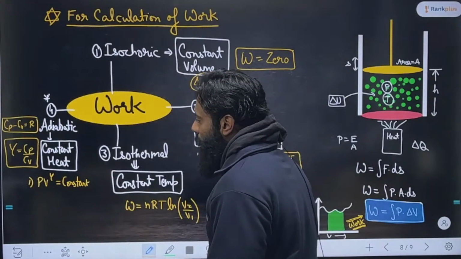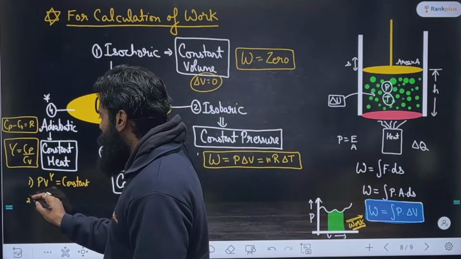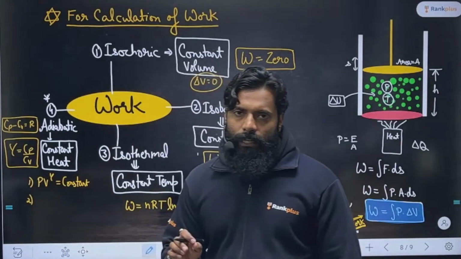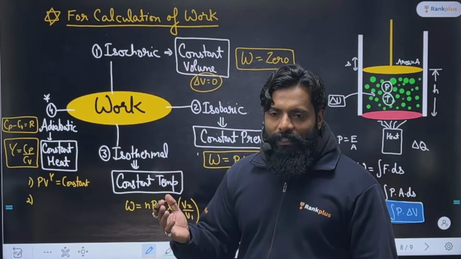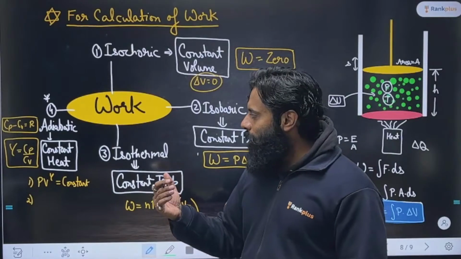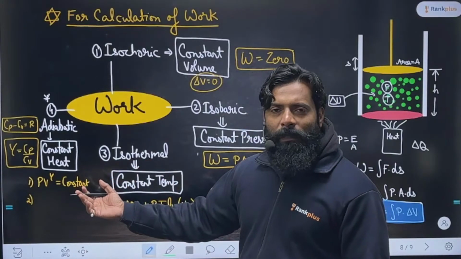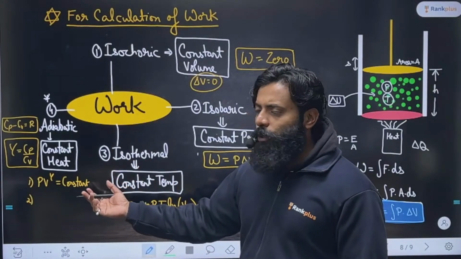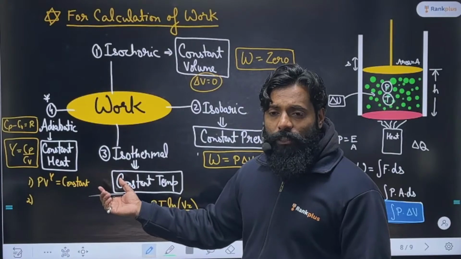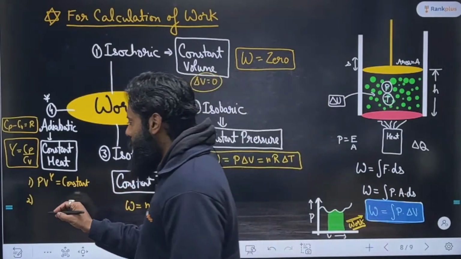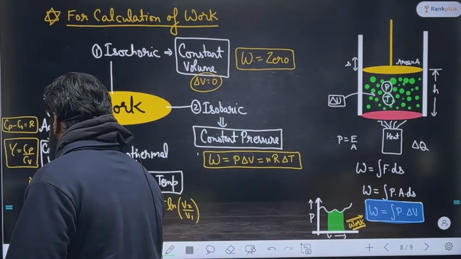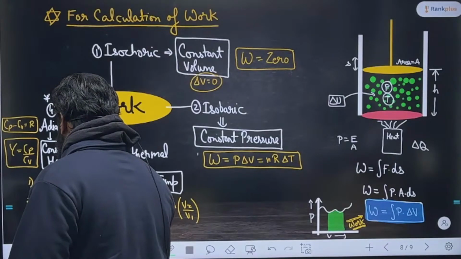And PV^gamma equals constant is very, very important. This is written in the NCERT. But if you see the JEE previous year questions, you will find there are so many variations of this simple equation. Basically, if I use the ideal gas equation, I can get another relationship: T V^(gamma minus 1) is equal to constant.